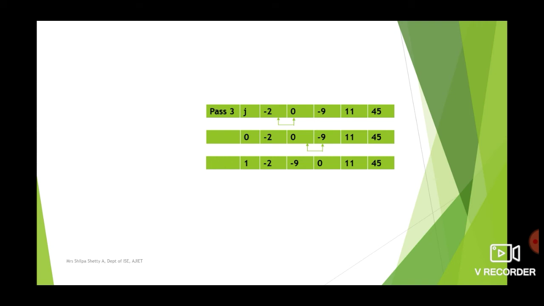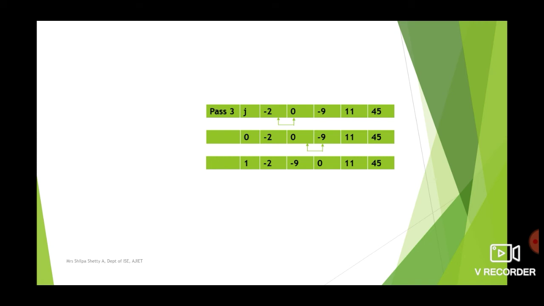So in the next pass, we have to compare 0. So that's all we have in this pass, because 11 is the second largest element, and it is placed in the correct position. So in the third pass, we will have only 2 comparisons, that is between the first and second element and the second and the third element.